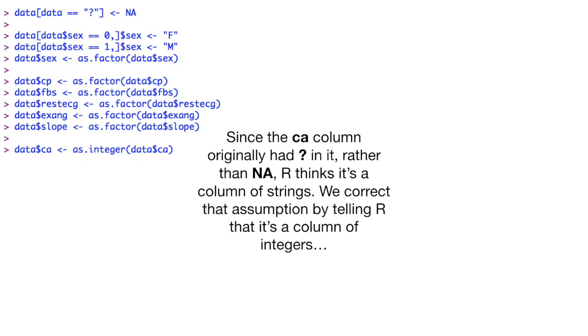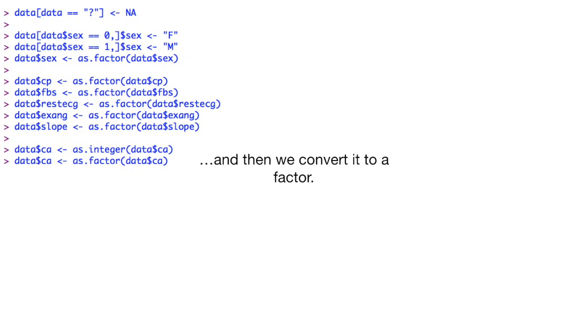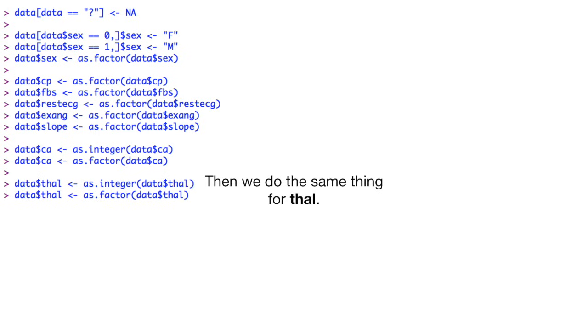Since the CA column originally had a question mark in it, rather than NA, R thinks it's a column of strings. We correct that assumption by telling R it's a column of integers. And then we convert it to a factor. Then we do the exact same thing for thal.